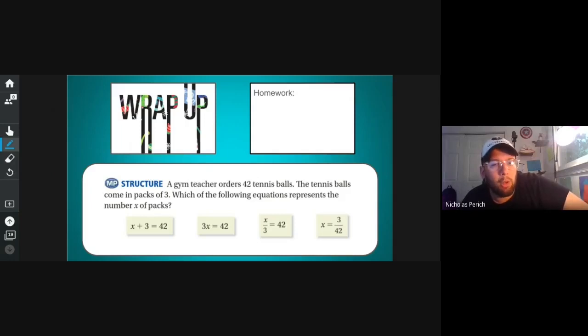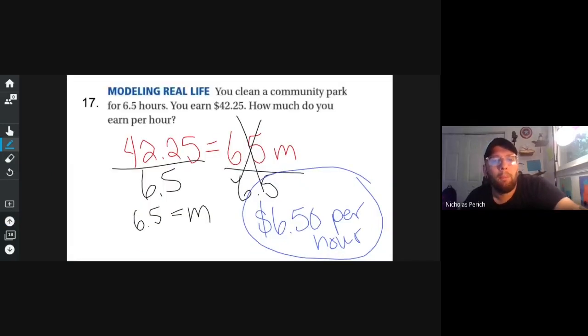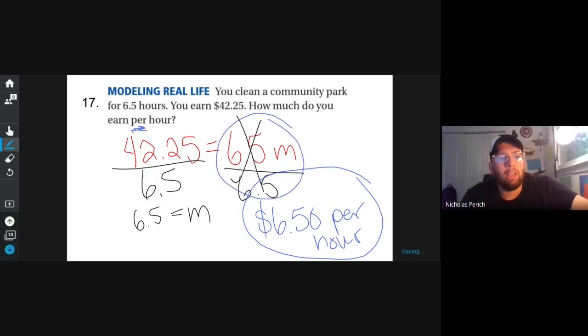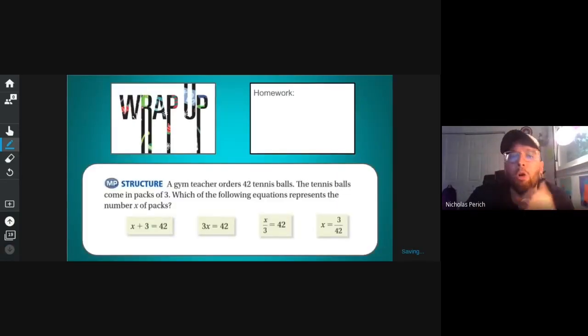So in order to wrap it up, we see a problem down here that says a gym teacher orders 42 tennis balls. The tennis balls come in packs of 3. So 3 per pack. Which of the following equations represents the number of X packs? If I'm going to say something like 3 per pack, like in the last problem, I worked 6.5 hours, and I want to know how much I find per hour. When we saw that per, you see how I multiplied things? So when I see per again, I'm going to do multiplication.